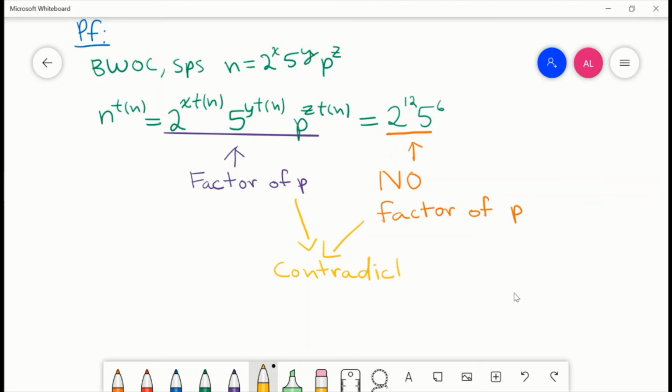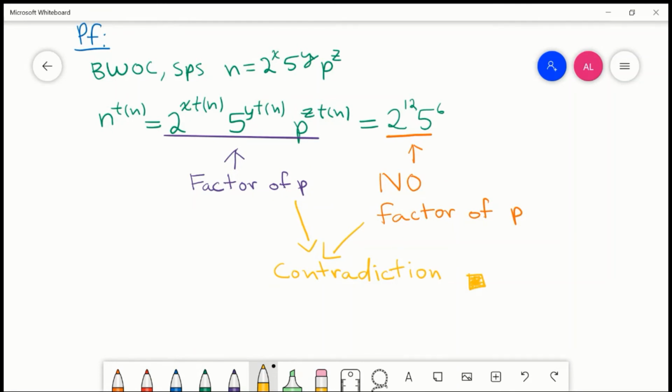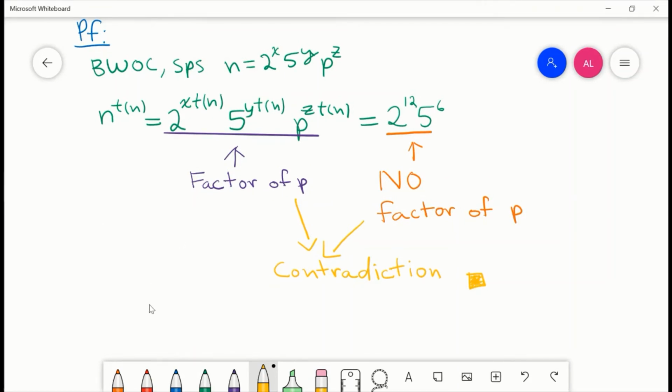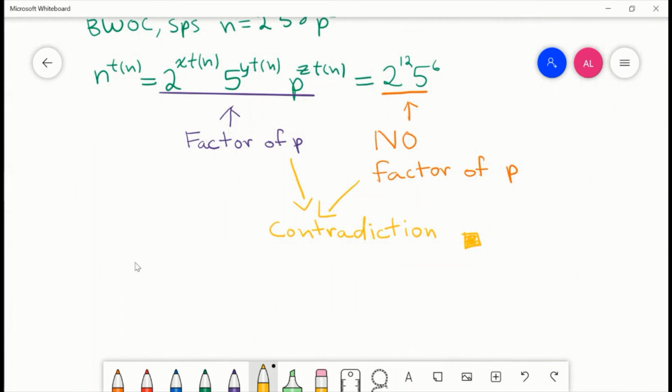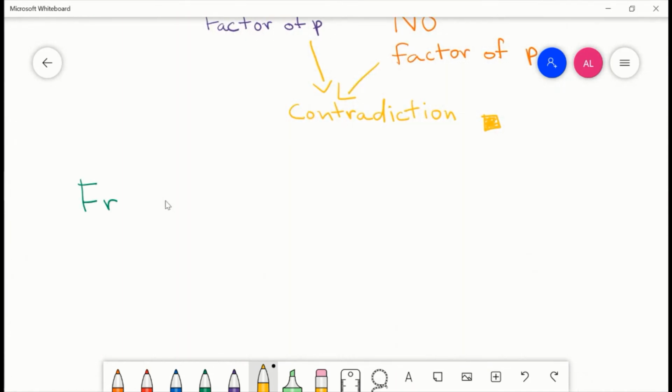So this is a contradiction. We just arrived at our contradiction. We arrived at something false, which we call the contradiction, with the falseness of our claim. We just proved that our claim is not true, which means that it is true. Anyway, so let's just recap what we did.